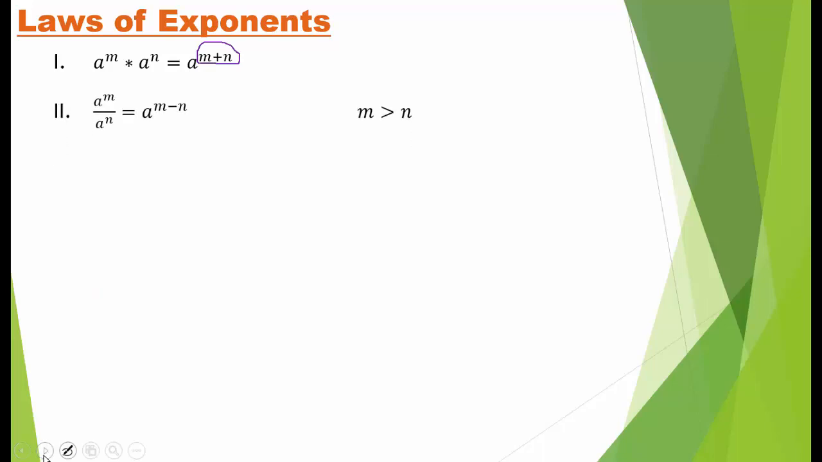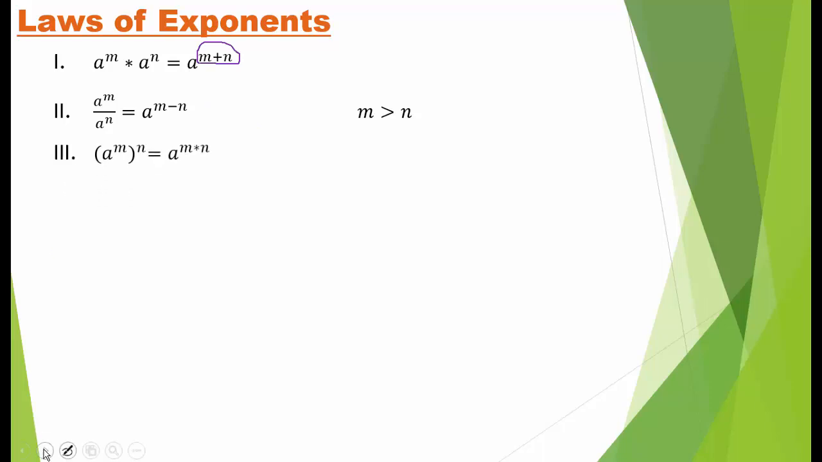And our second law says that if base is same and power is different and the numbers are in division, then the power will get subtracted. Here if m is greater than n, then we will write m minus n. If m is less than n, then we will write 1 divided by a raised to power n minus m.